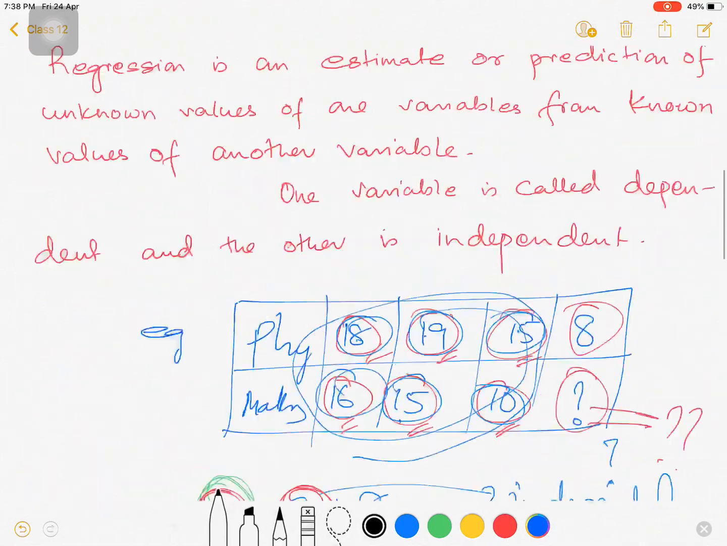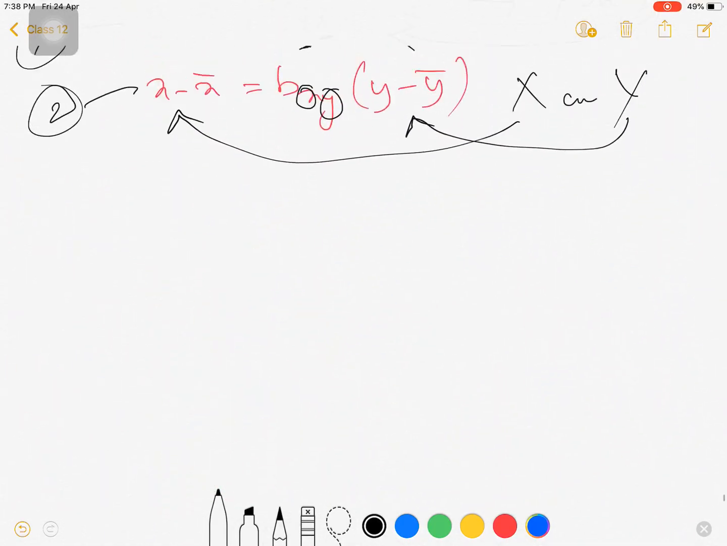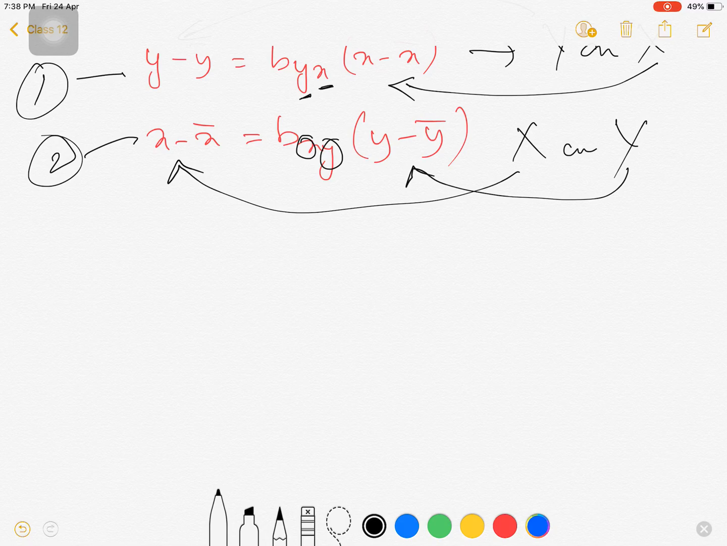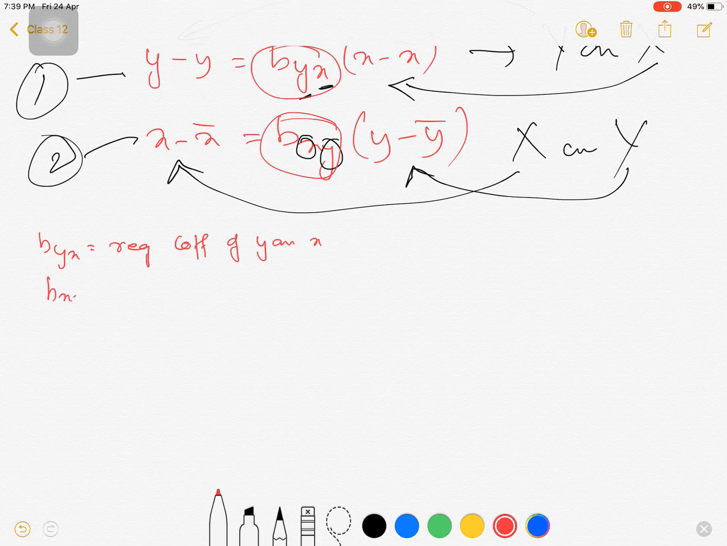Okay, now how to find this byx and bxy? As I told you, byx equals the regression coefficient of y on x, and bxy equals the regression coefficient of x on y. See the sequence: when I say y on x, I write y first, x second. When I say x on y, I write x first, y second.